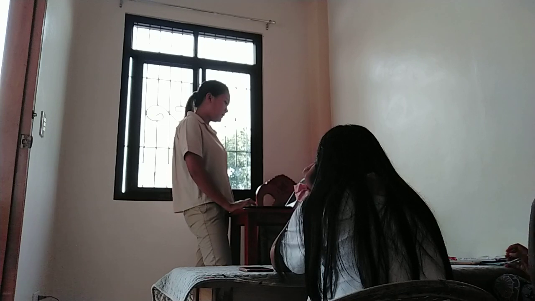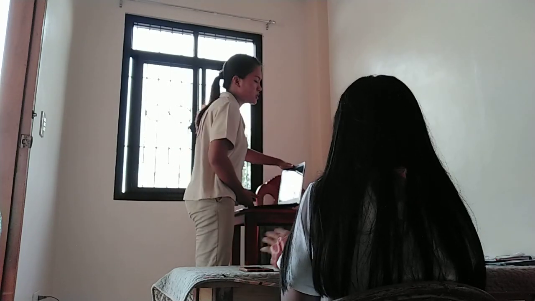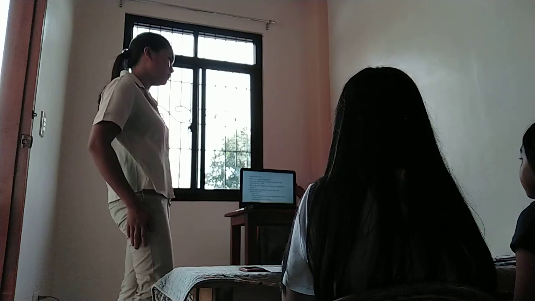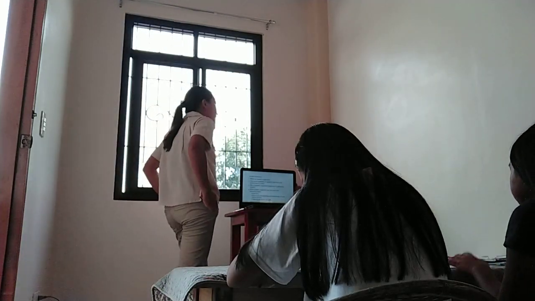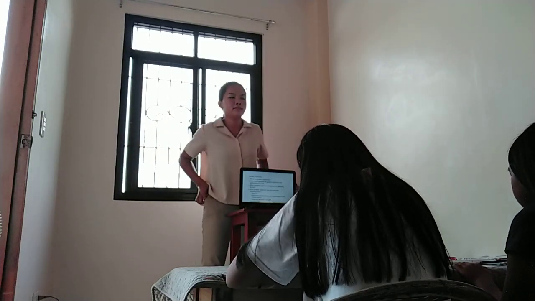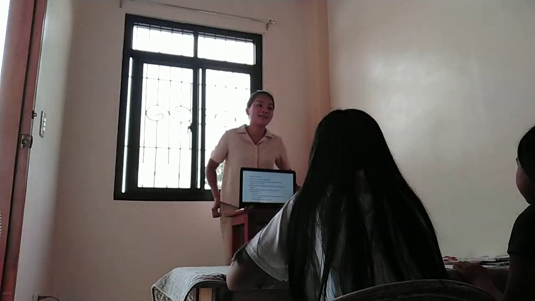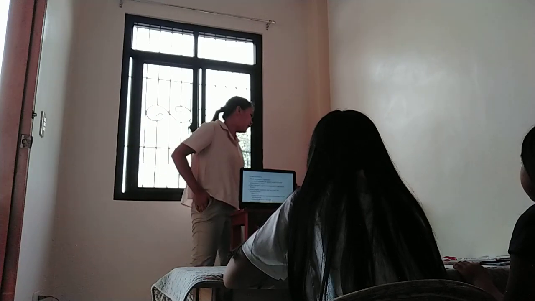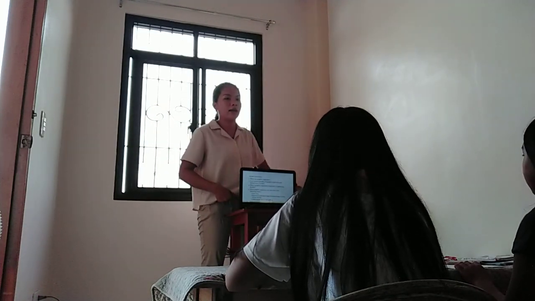Let's go back to the guide questions. For deep understanding of what the lesson is about, let's answer the guide questions. First, what are graphic organizers? Visual and graphic is to organize the idea. Okay, yes. So it is to organize ideas. It is a graphic or visual display to organize ideas.